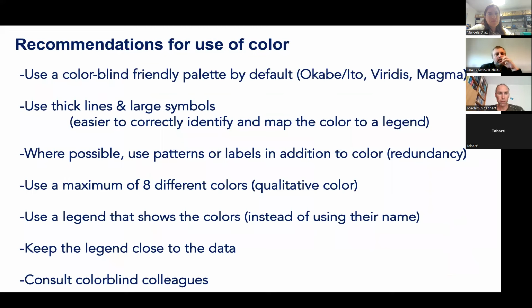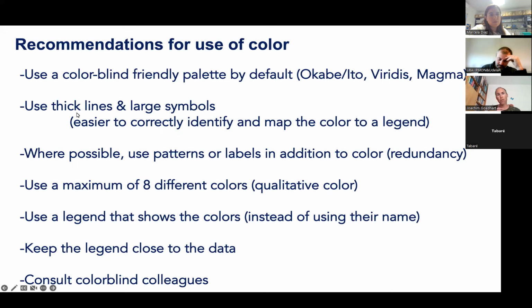Okay, so to summarize, I come up with some recommendations for the use of color. It's easiest if you just use colorblind friendly palettes from the start. If you use them by default, for instance, this Okabe Ito for these kind of labels or lines or categories. And then for more quantitative data like microscopy images, you can use viridis or magma, for instance. And it's better to stay away from these kind of rainbow color scales.